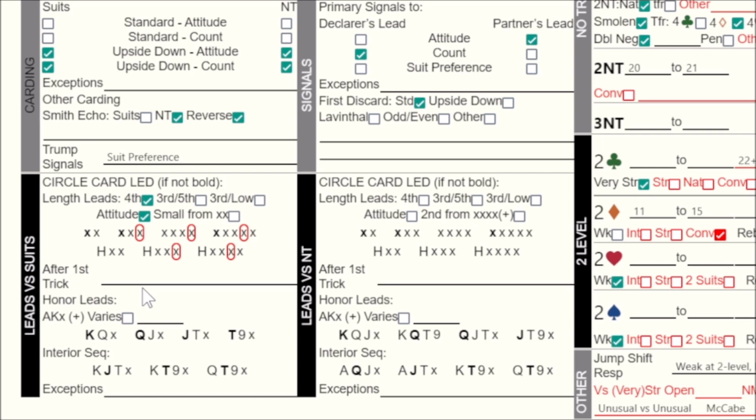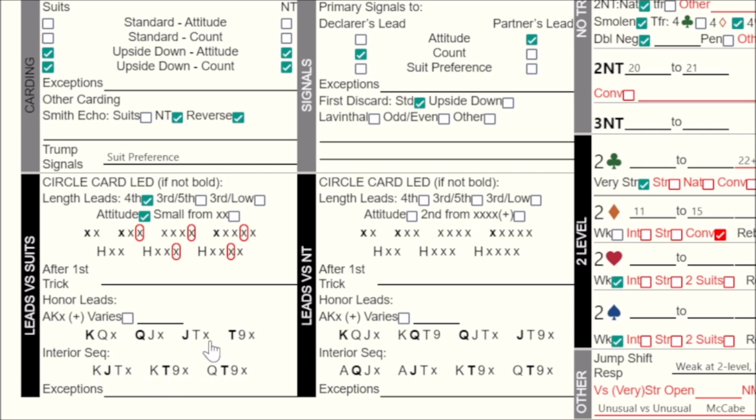You might lead coded 9s and 10s in the middle of the hand. Or we might play attitude after trick 2, or from trick 2 on, or whatever your agreements are. Your honor leads, do you lead the ace or the king? You might explain why. Do you lead standard or Rusinow? Do you lead the top of the interior sequence? Are there exceptions?